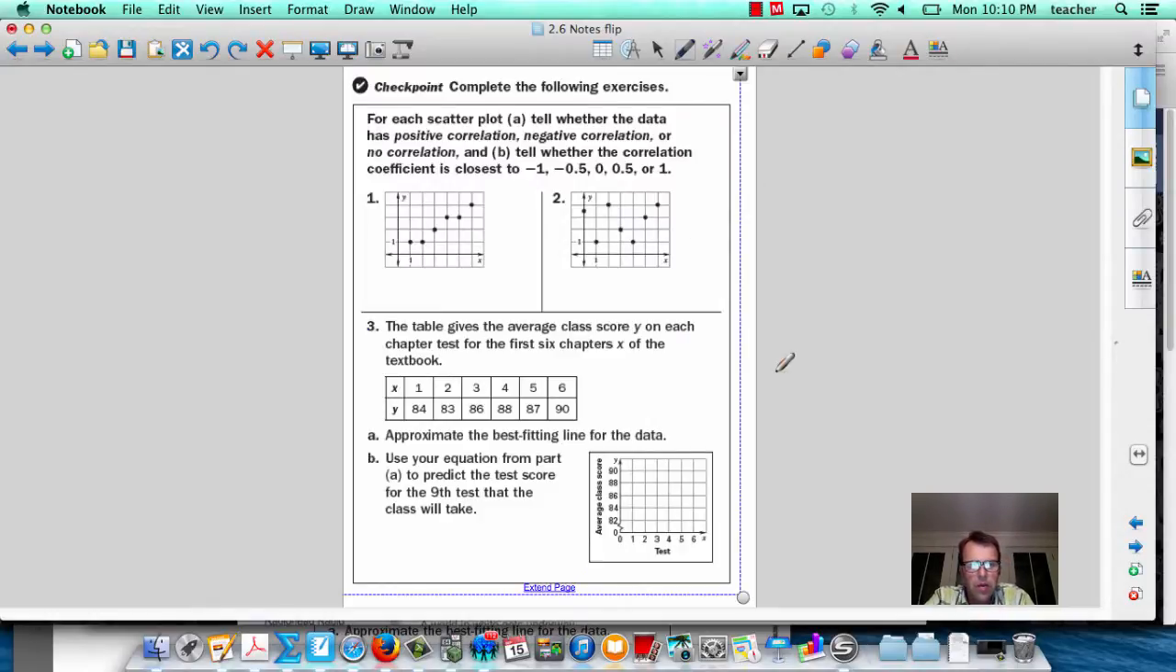All right, go ahead and see if you can do these now on your own. Again, for the first scatter plot, tell whether the data is positive correlation or negative. And then use one of only these 5 numbers to predict what the correlation coefficient is. And then here, take this data and see if you can plot it and come up with the equation of a line. I'll give you a second here once you hit pause.